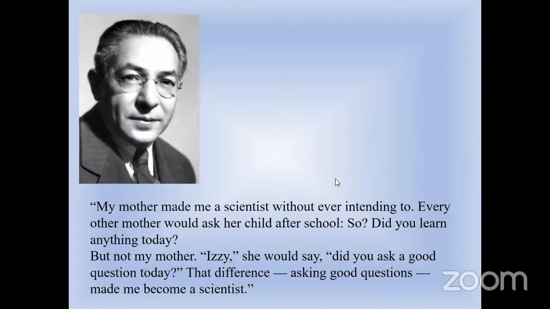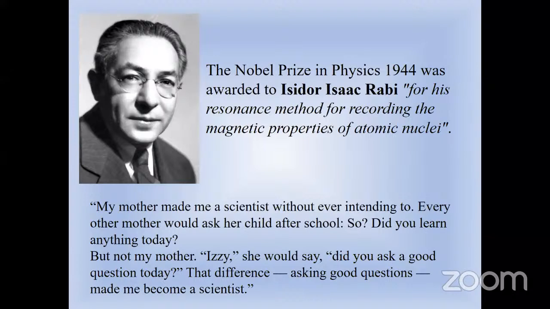He goes on to say that that difference, asking good questions, made him become a scientist. And who is he? He was I.I. Rabi, who got the Nobel Prize in Physics in 1944 for his resonance method for recording the magnetic properties of atomic nuclei, which is nothing but nuclear magnetic resonance. And I'm sure that Professor Madhu, a couple of days later, will say a lot about NMR to the audience as part of the spectroscopy program.